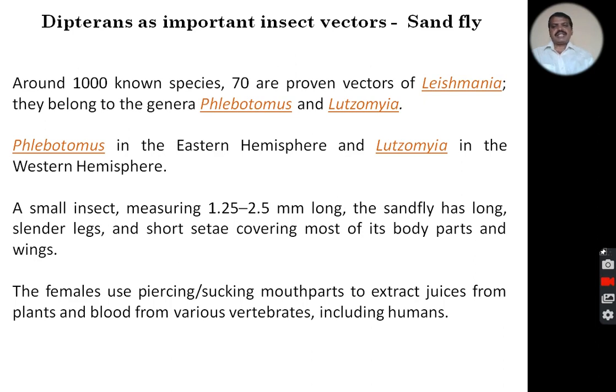A small insect measuring about 1.25 to 2.5 millimeters long, the sandfly has long slender legs, with short setae covering most part of the body and the wings. And the sandfly has piercing and sucking type mouth parts. They usually extract juices from plants and also blood from various vertebrates including human beings.